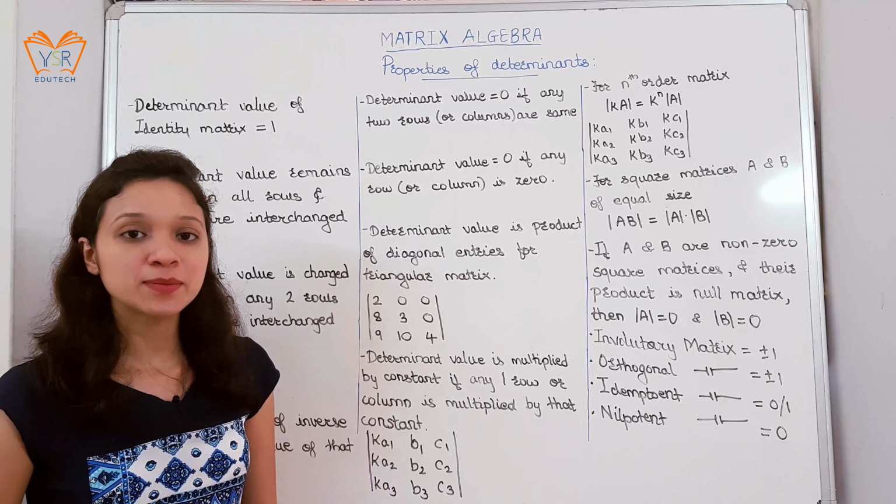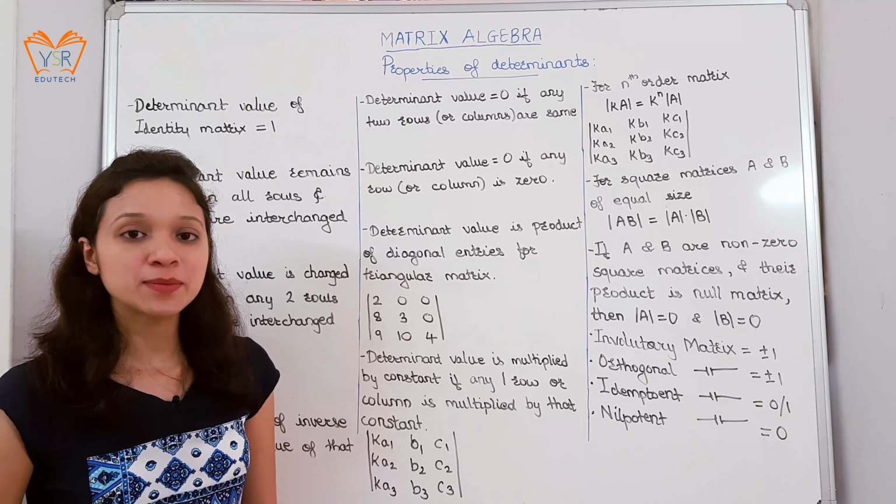The first property: the determinant value of any identity matrix is equal to 1. That is, determinant of I_N equals 1, where I_N is any identity matrix. Second property: the determinant value remains the same when all the rows and columns are interchanged. That is, determinant of A transpose is equal to the determinant of that same matrix.